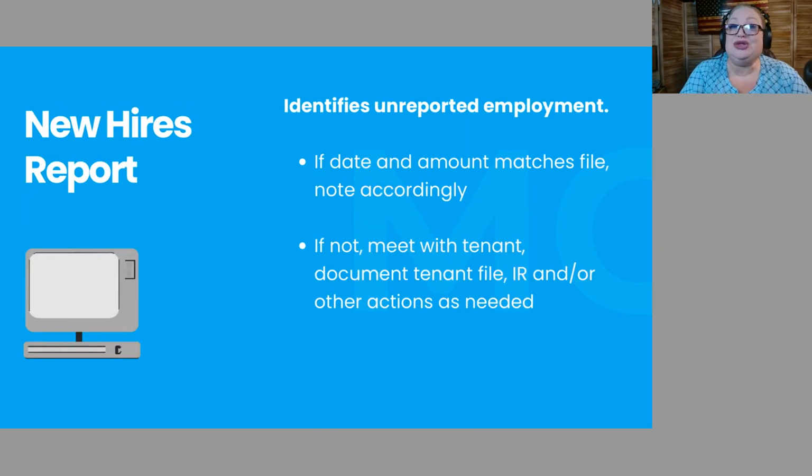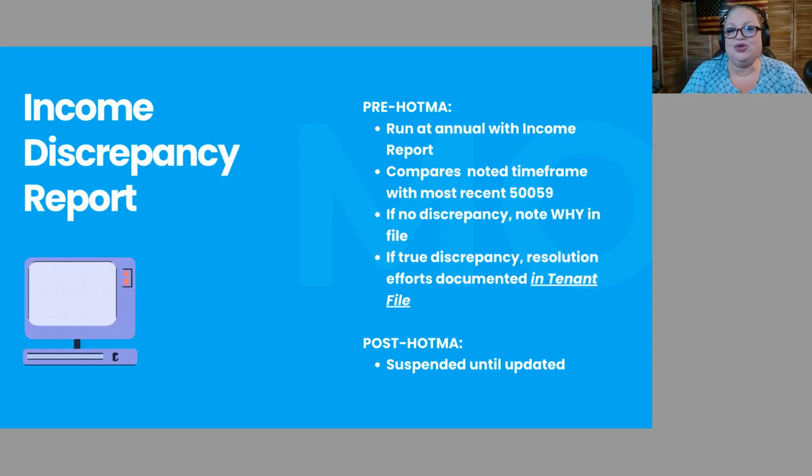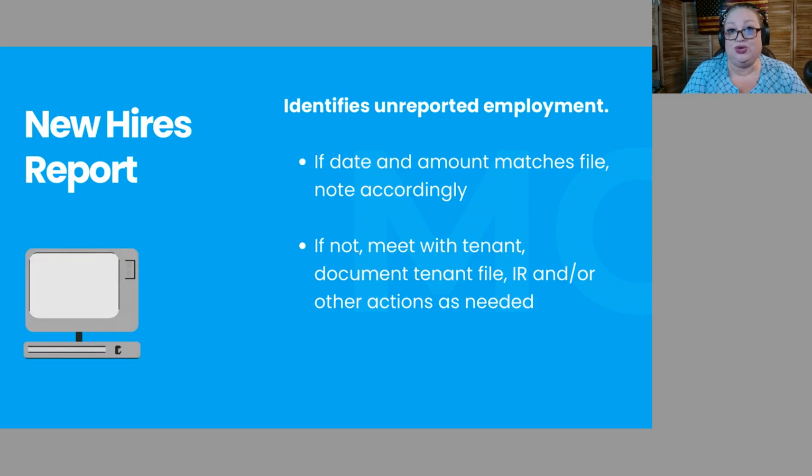Next one we're going to look at is the new hires report. The new hires report is going to identify any employment that has not been reported to you. If the date and the amount match the file, you can just note the report that yes, we know that, we did a cert to correct that or to add that in March. If it is reporting something that you have not been advised of, what you're going to want to do is meet with that tenant, document the file as needed, and you may need to do a corrected certification or an interim certification depending on when that new hire happened.